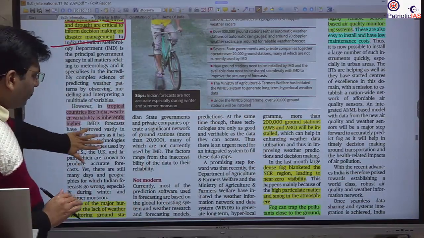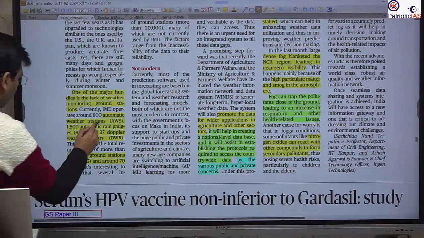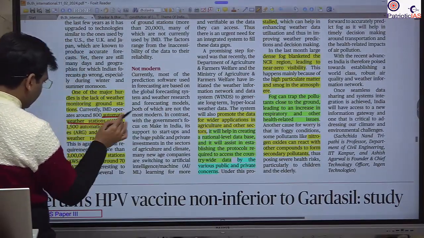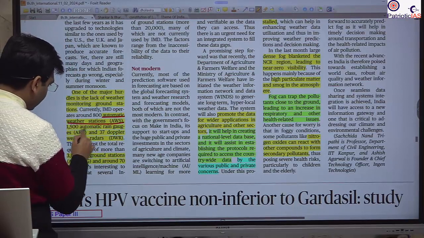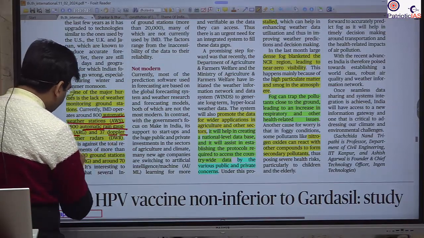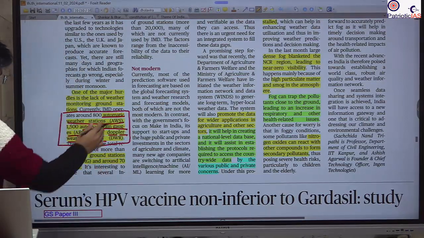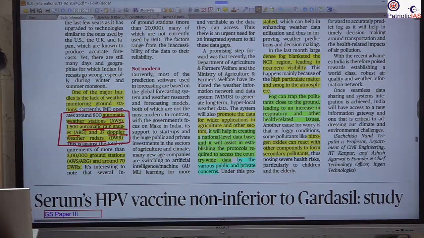Okay, so what we are going to do, you should know, we are going to increase the number of automatic weather stations. These are the tools that are used for forecasting: automatic rain gauge and the Doppler weather radar. So in the prelims, the question can be asked: what are the systems that are used under the forecasting system. So please remember all these things.